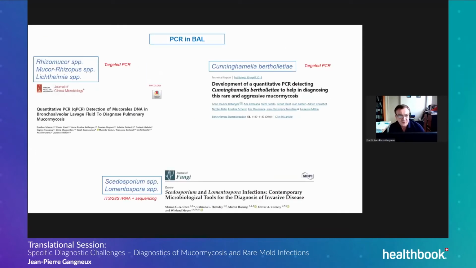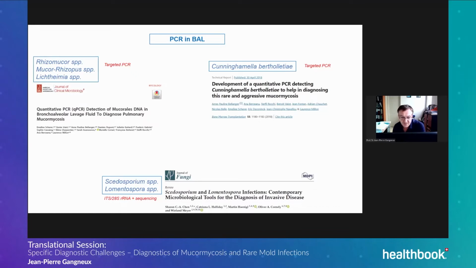So if we look at the literature regarding PCR for these rare molds in BAL, here you can see that we can use for Mucorales targeted PCR to target Rhizomucor, Mucor, Rhizopus, and Lichtheimia. But also there is an interesting paper from Laurence Millon's group, once again, who published a targeted PCR for Cunninghamella bertholletiae, and sometimes in patients with the suspicion of an invasive fungal infection, when Aspergillus PCR and mucormycosis PCR are negative, then it is interesting to implement this targeted PCR.